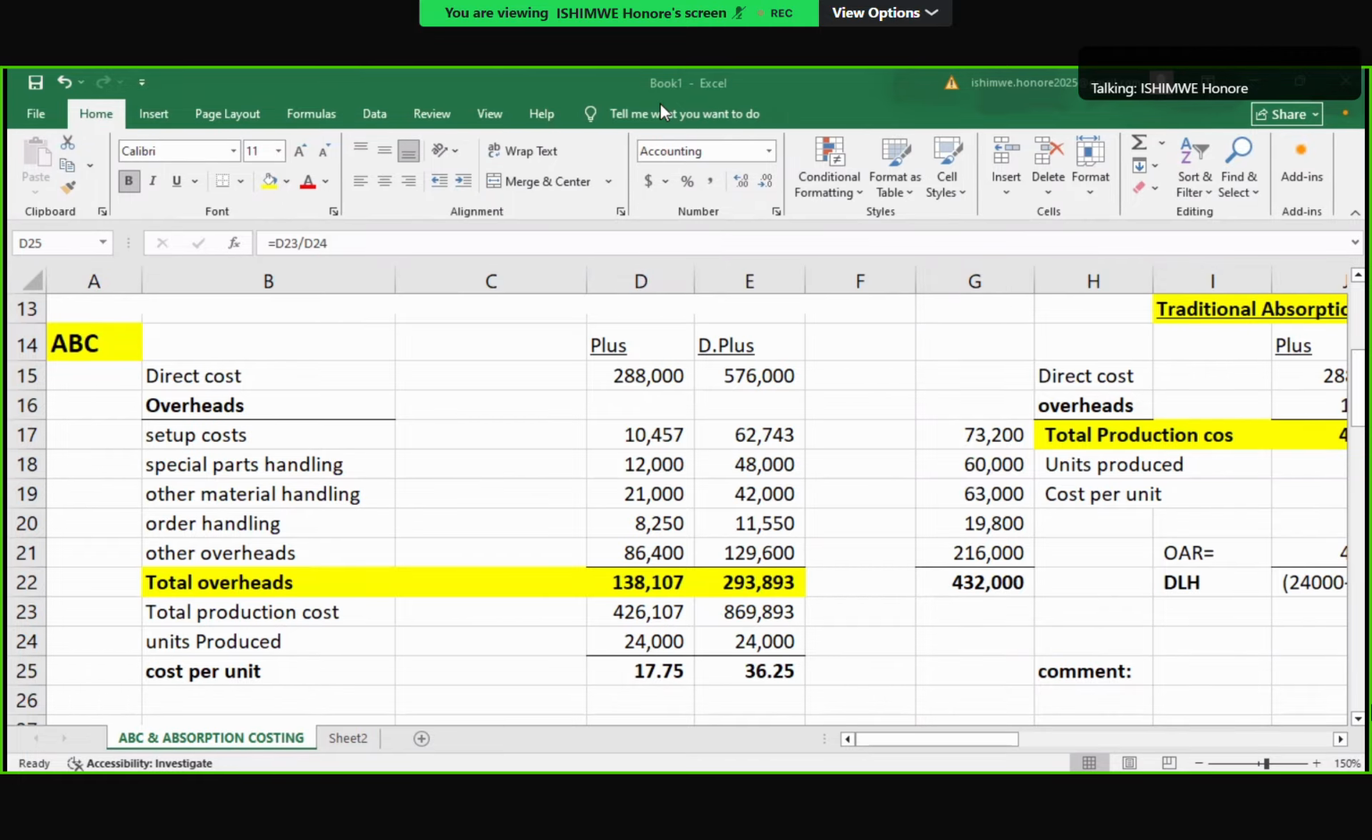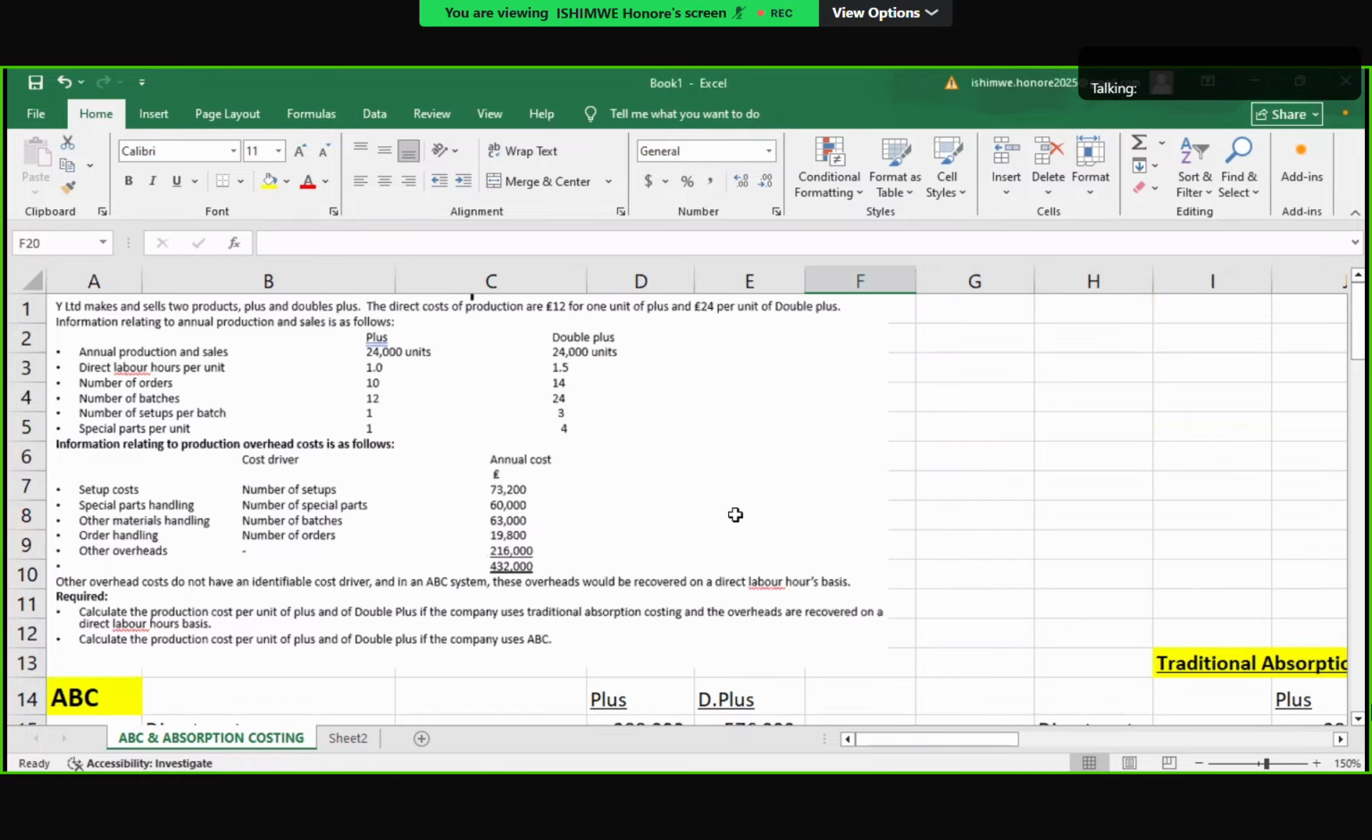Thank you. Let's go to another question. The other question we have is from a past paper. At least here, I hope you have understood how ABC and traditional costing work. Everybody can work on it, if it is a question on a past paper. Now let's see if we have understood. Let's apply it to the question.